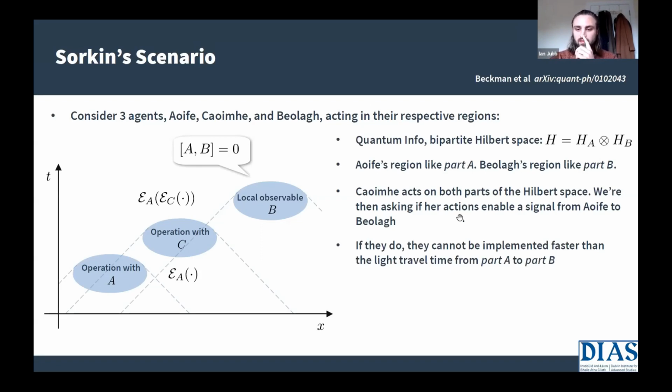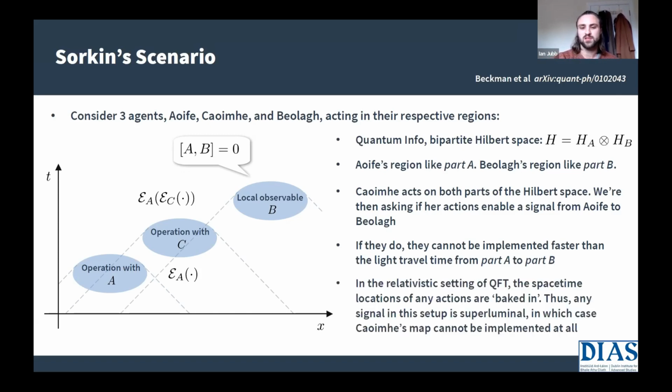And what they found there is that if Quiva's actions do allow such a signal from one part A to part B, then those actions can't be implemented faster than the light travel time from part A to part B. Else you would be enabling a superluminal signal, which we don't want. But there's a slight difference in the relativistic setting of QFT in the sense that the space-time locations of any of these actions are baked in. We don't have the luxury of saying, well, this action can't be implemented in this shorter time, but it could be implemented in a longer time. Here, because we're putting the space-time locations of these actions into the picture from the get-go, we know how long they take, for example, and how much space they take up. And so any signal in our setup will be superluminal, and so Quiva's map just cannot be implemented at all.